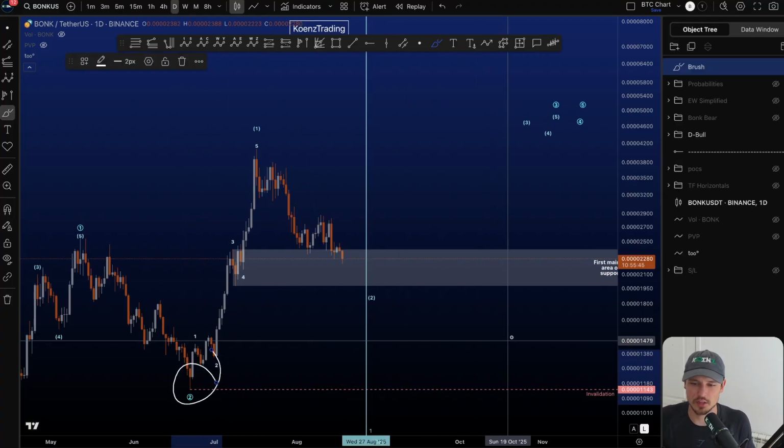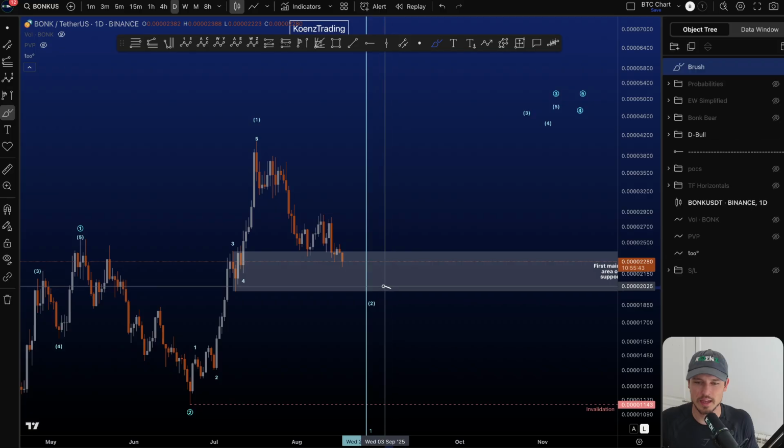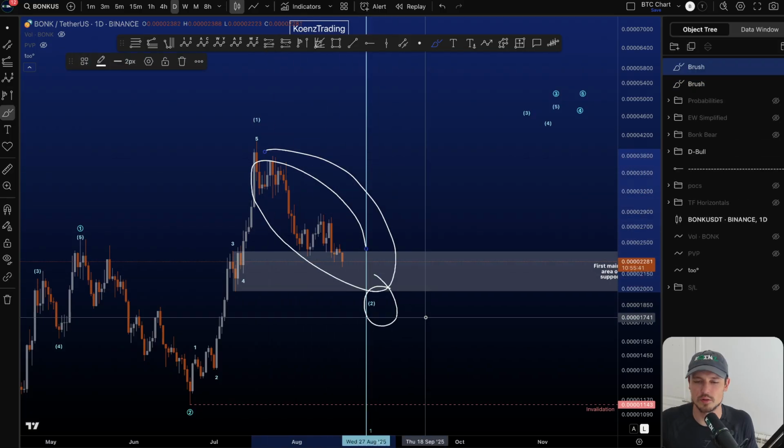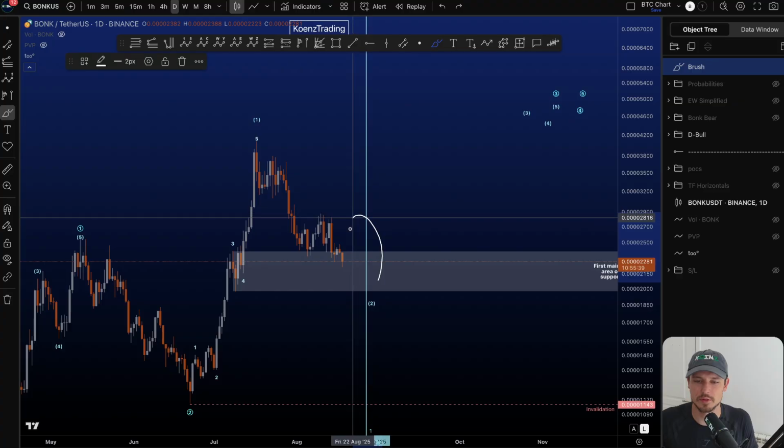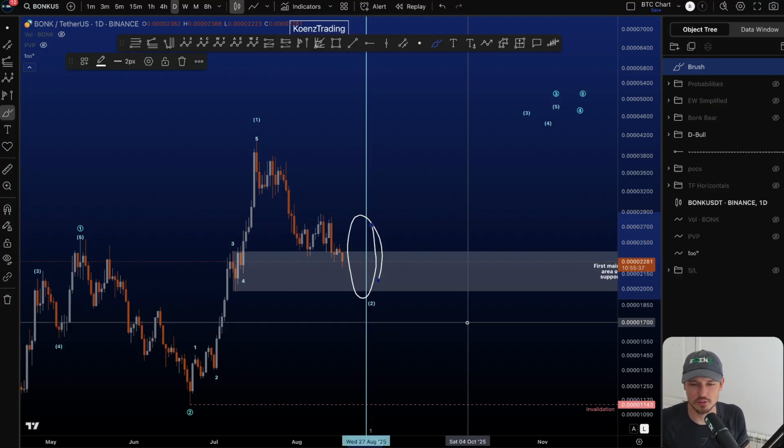The invalidation is the low here at 1143, and preferably this wave 2 that we are working on right now is finishing either before or around the vertical line on my chart, sitting on the 27th of August.